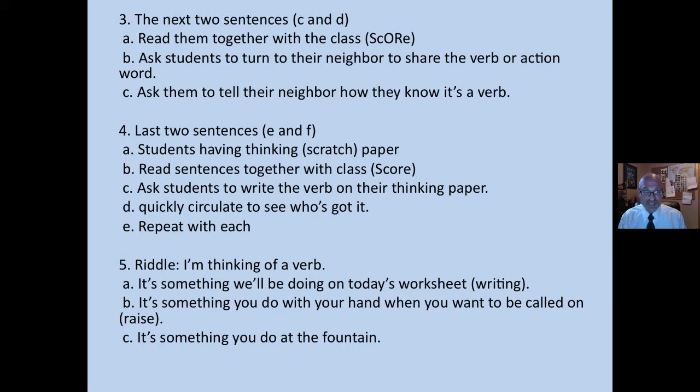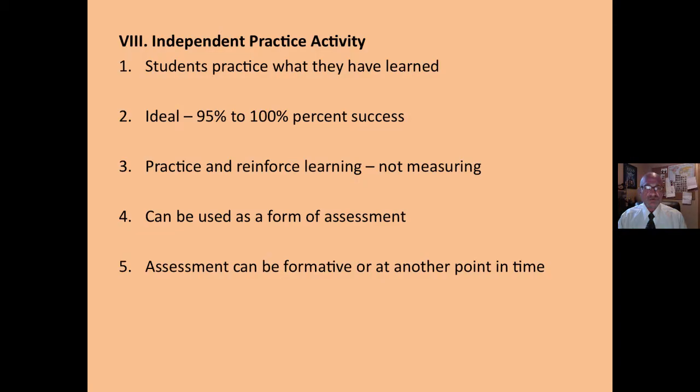The last two, students have thinking paper. Read the sentence together again. Ask students to write the verb on their thinking paper. Quickly circulate to see who's got it. And then the last thing: I'm thinking of a verb. It's something we'll be doing today on today's worksheet. What is it? Raise hands. It's something you do with your hand when you want to be called on. It's another verb, all right? Something you do at the fountain. Again, a riddle, just to simply reinforce this.